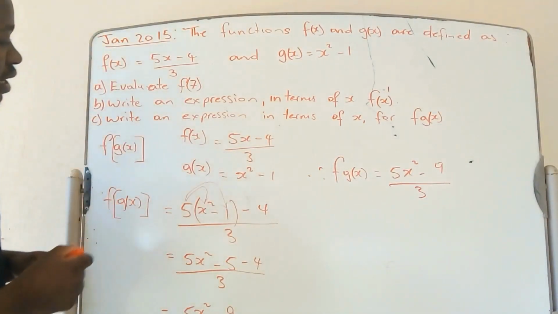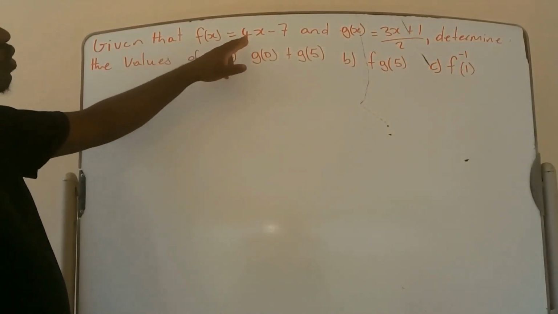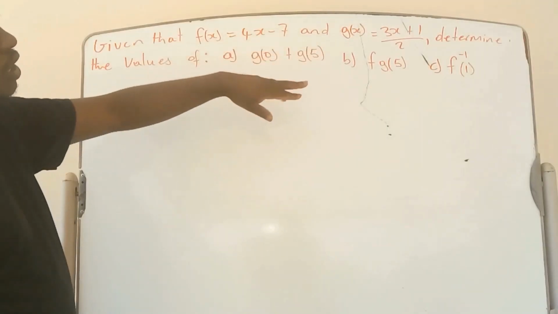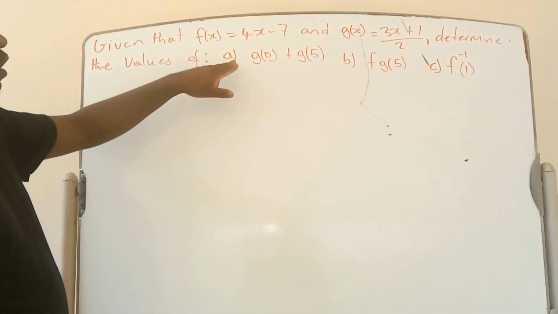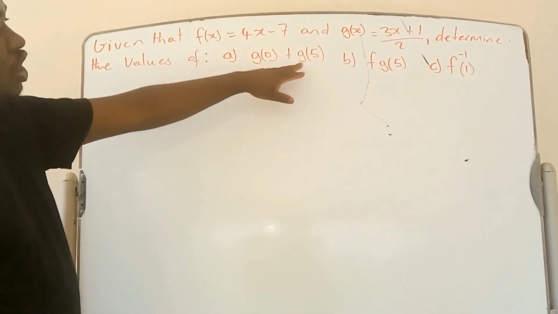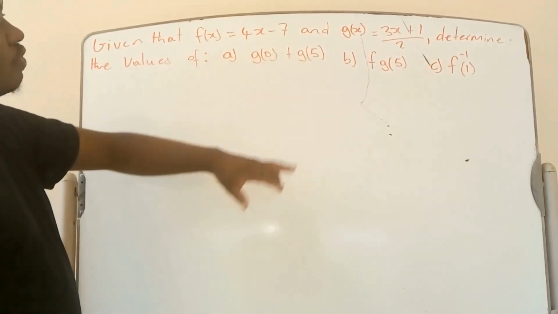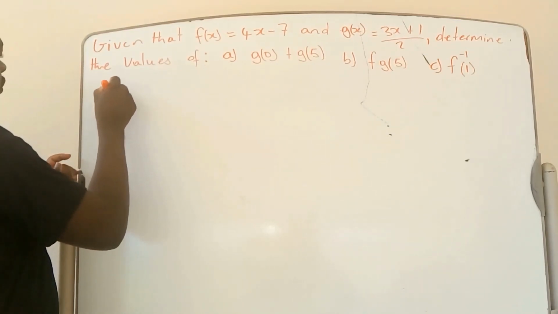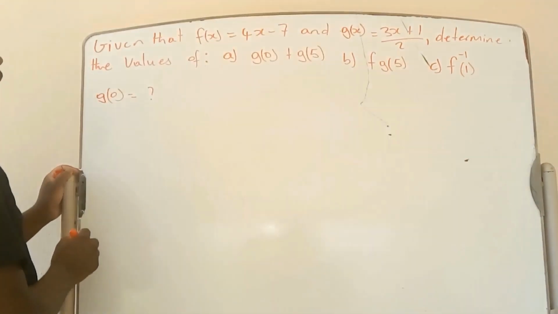And that's it. Alright? Given that f of x is equal to 4x minus 7 and g of x is equal to 3x plus 1 all divided by 2, determine the value of a, g of 0 plus g of 5. So they want us to find g of 0 plus g of 5. You can find g of 0 first, right? Find the value of g of 0.